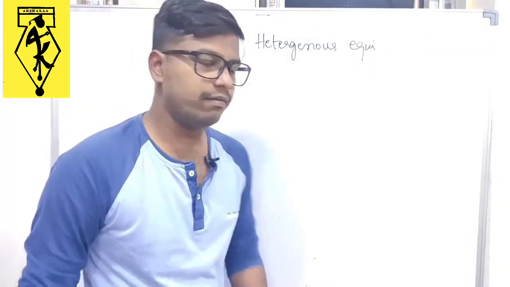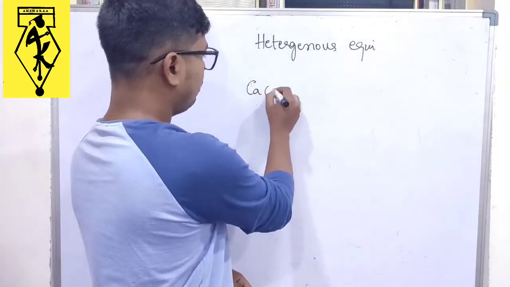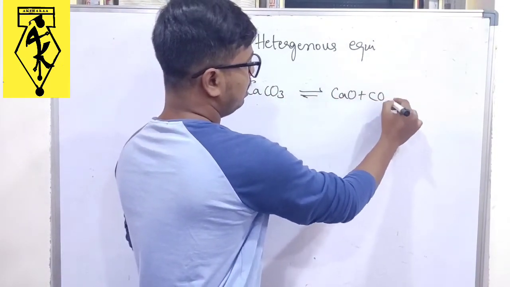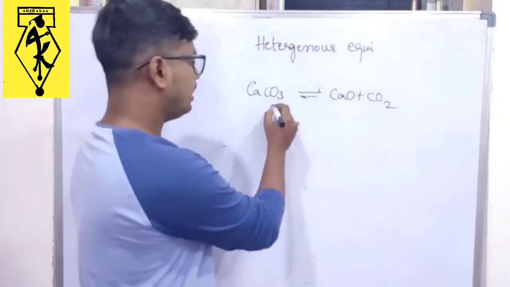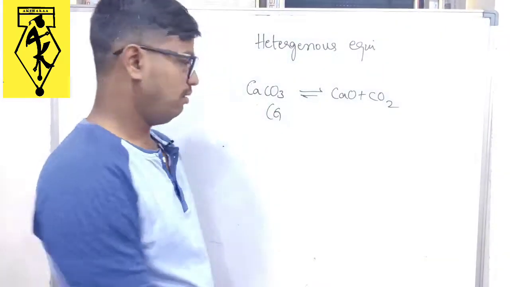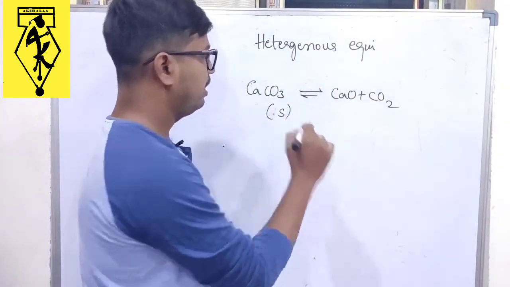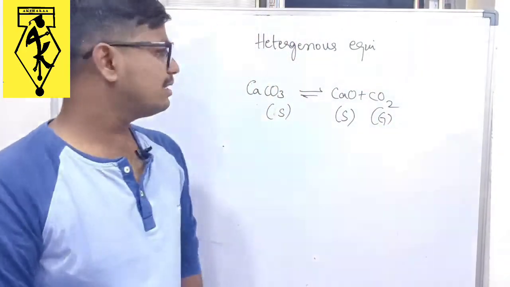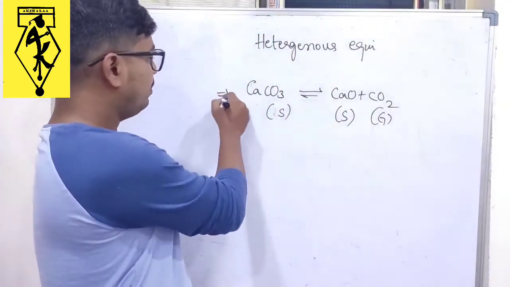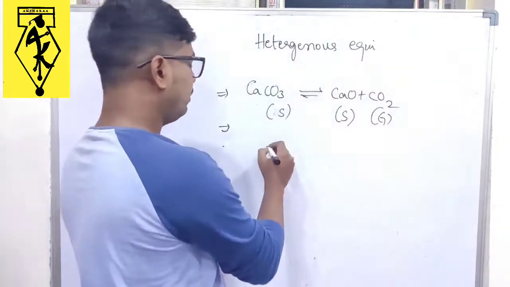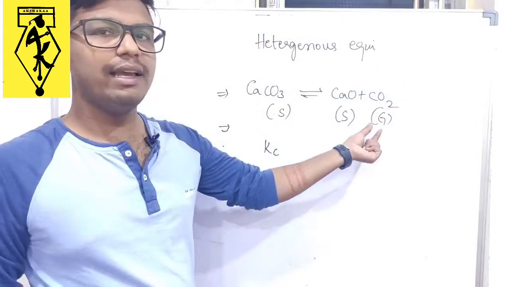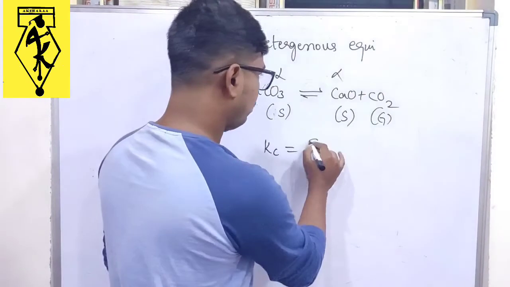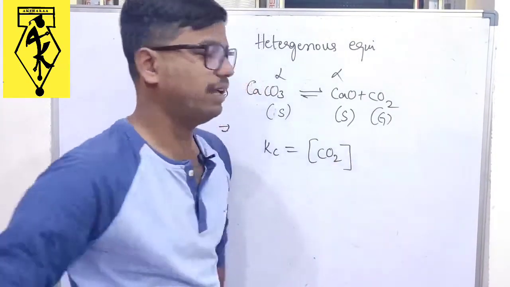So in heterogeneous equilibrium, one example I take, that is calcium carbonate. Everyone knows calcium carbonate. It gives rise to calcium oxide plus carbon dioxide. Now tell me, calcium carbonate is a gas, right? Am I right? No, calcium carbonate is a solid, and calcium oxide is of course solid, and CO2 is gas. Now tell me, what is the equilibrium constant Kc? I told you we should consider only the gaseous molecules. We should not consider other phases. Then Kc would be equal to CO2 concentration itself.